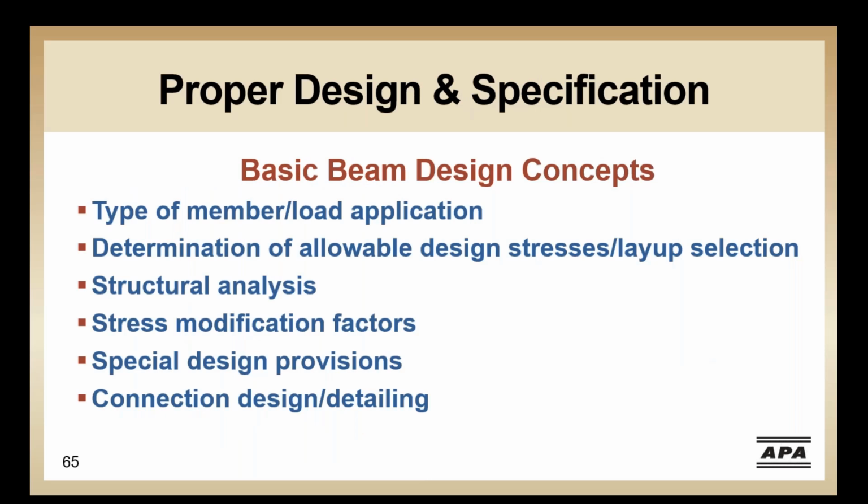Let's look at some basic design concepts and considerations in designing and selecting a beam. The designer will need to think about the type of member they would like to use, determine the allowable design stress or layout selection by the type of member chosen, develop the load to be carried by the member, and perform a structural analysis on the selected member. Remember to apply appropriate stress modification factors for the product and identify any special design considerations. Lastly, and most importantly, connection design in detail. APA has additional information on connection design in a separate presentation. I'm not going to really delve into that a whole lot in this presentation.